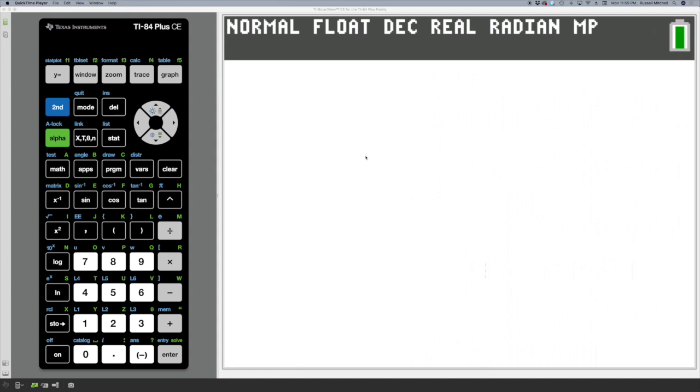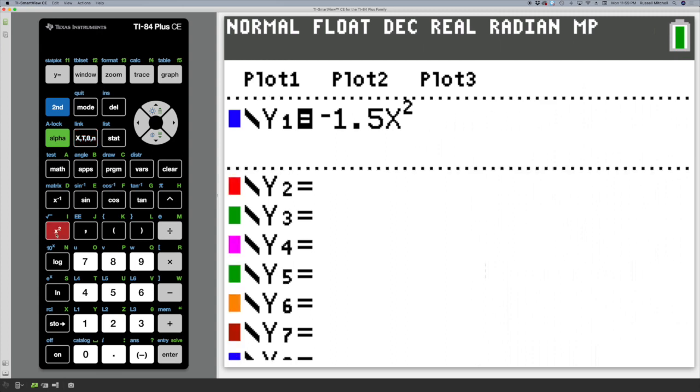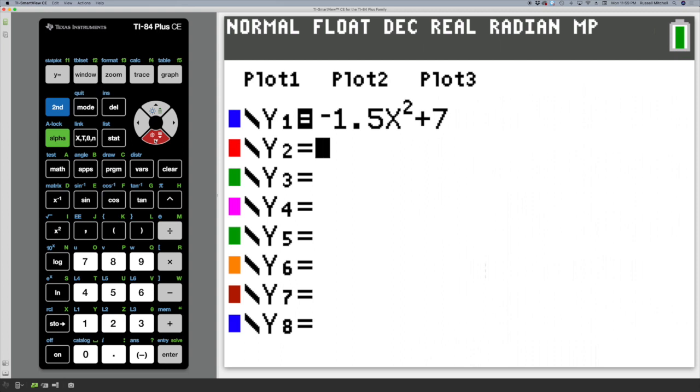For this next equation, we're going to type in y1 as negative 1.5 x squared plus 7. I've already cleared out the y entries. If you didn't, you just need to delete those. So negative 1.5 x squared plus 7. And then y2 is going to be the g of x function, which is 1.5x plus 4. And then y3 is going to be y equals 0. And remember that y equals 0 is the x-axis.